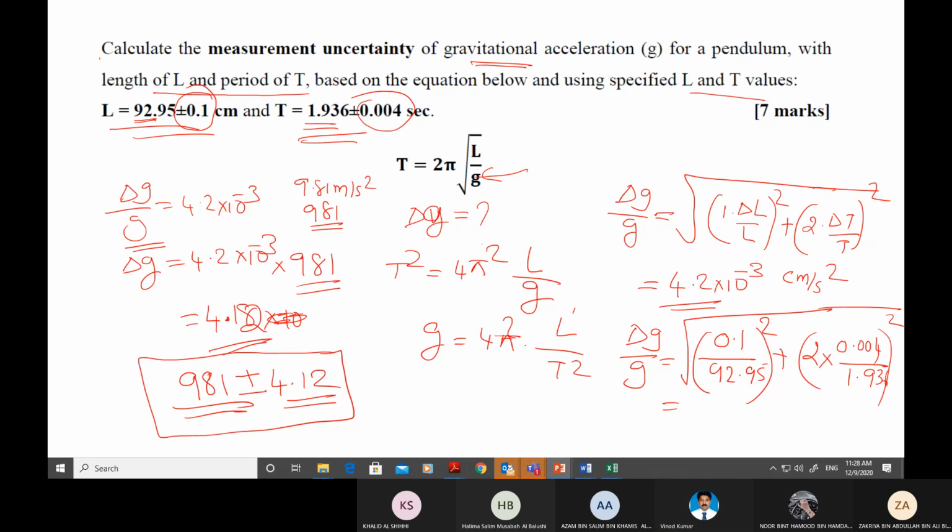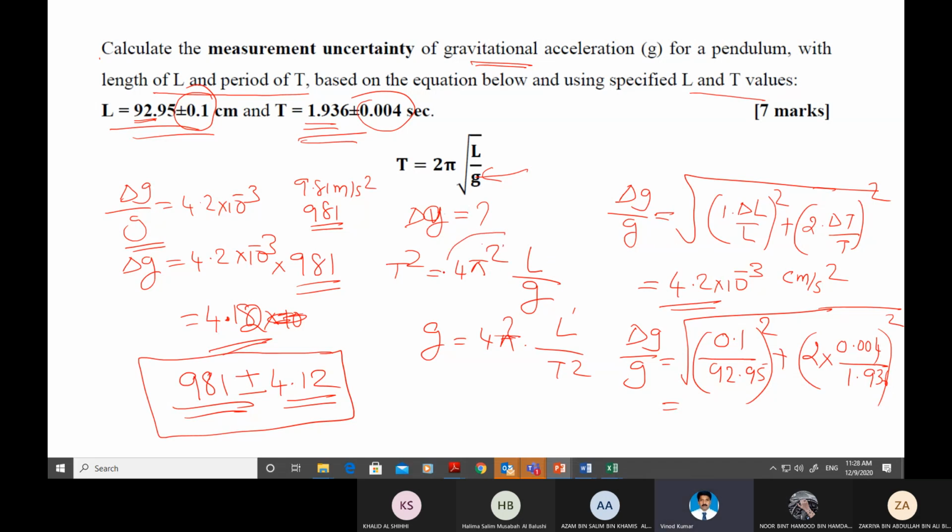Clear? Anything to be explained, I can explain it again. That's why I'm asking you if anything needs to be explained from my side. Doctor, the equation which says delta G over G equals the square root, how do we get it?